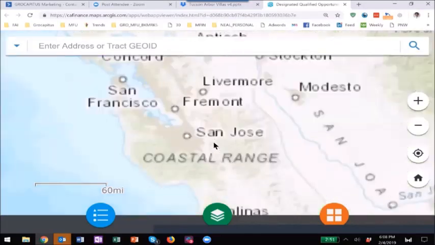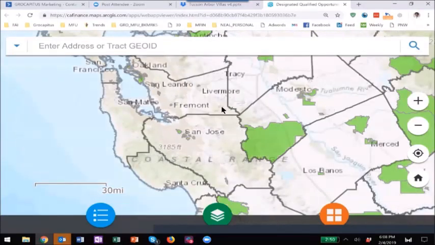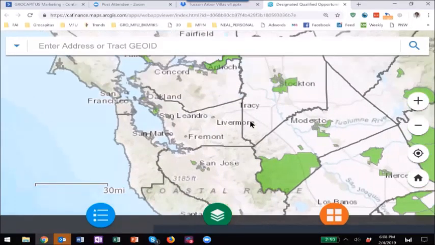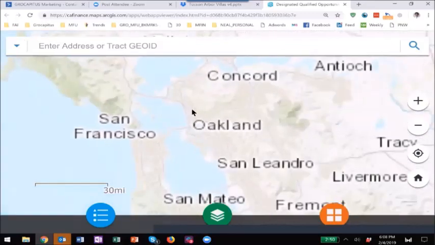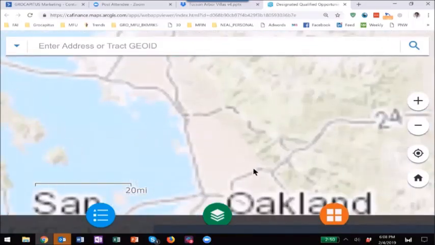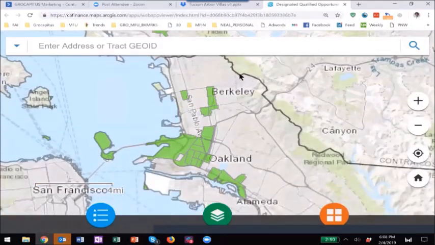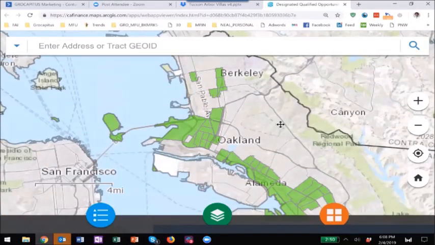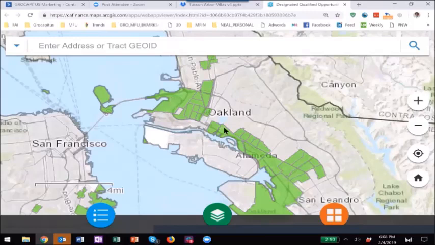So I'm going to zoom in. And so here's one in San Jose, and you can see these little ones in San Jose as well. But as you go up, you'll see that there are opportunity zones in Oakland. And these are not the horrible parts of Oakland. They're actually decent parts of Oakland. And you see how many opportunity zones Oakland has. So each of these is a separate opportunity zone.